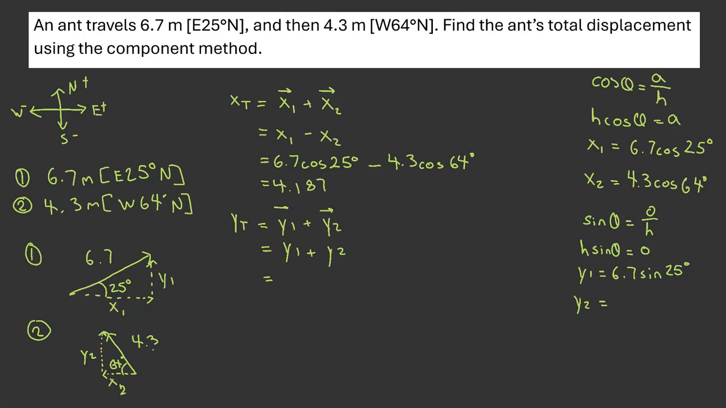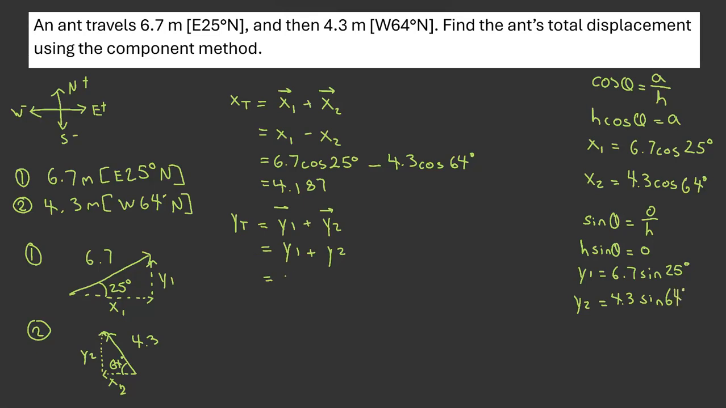Same thing for y2, right? y2, our hypotenuse is 4.3 sine, because y2 is still the opposite side to our angle of interest. It won't always be the same, right? Here, both y's are using sine, and here both x's are using cos, but this could change, right? It's important to understand the angle of interest, right? Always go with respect to the angle of interest. So sine 64 here.